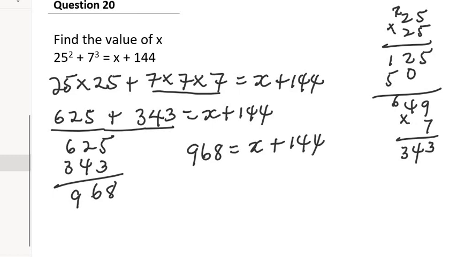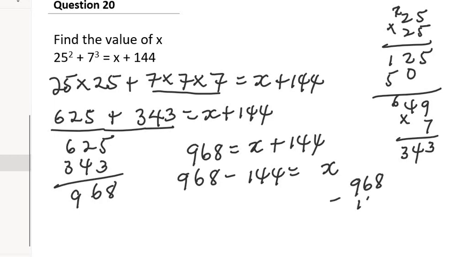To get the value of x, collect like terms, move 144 to the right. We will have 968 minus 144. It will give us x. So let's do that. 968 minus 144. 8 minus 4 is 4. 6 minus 4 is 2. 9 minus 1 is 8. So our answer is 824.